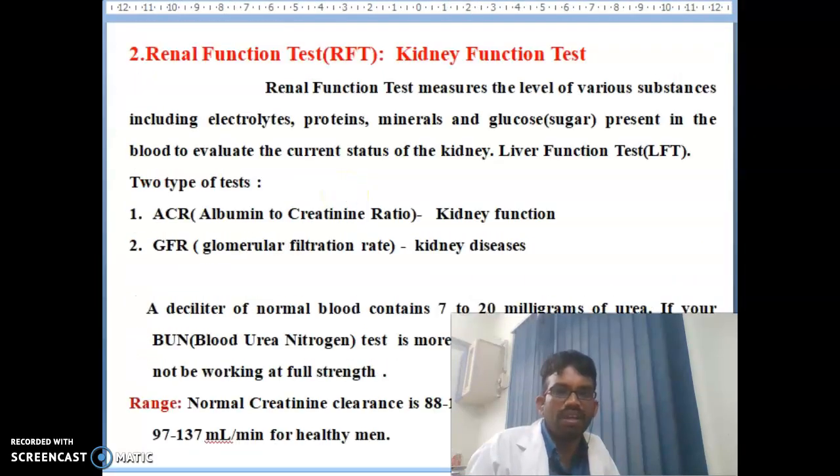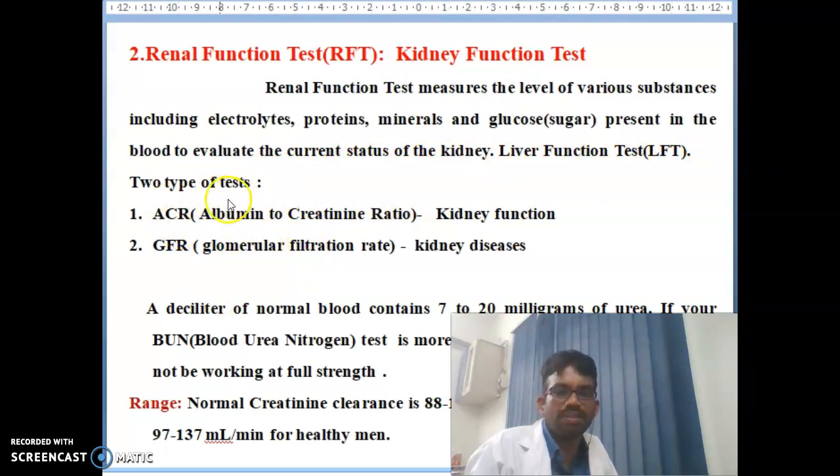Another important test is the kidney function test, the renal function test. Now with coronavirus, it will affect the kidney also. So from that you can know the renal function test, or the RFT test, the kidney function test. The renal function test measures the level of various substances, including electrolytes, proteins, minerals, and glucose like sugars present in the body. They evaluate the current status of the kidney, and the liver function test, LFT.